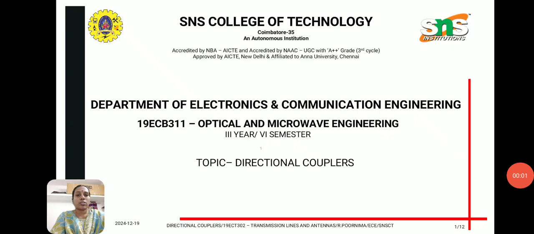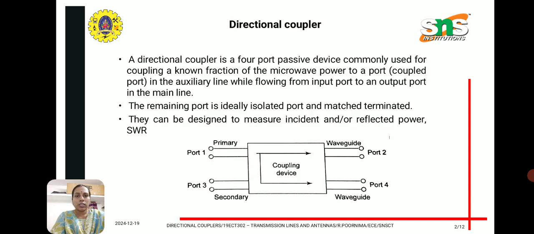Welcome to this video lecture on the subject optical and microwave engineering. In this lecture we are going to discuss directional couplers. A directional coupler is a microwave passive device which has four ports. It is used for coupling a known fraction of power. Generally it is used in power measurements.